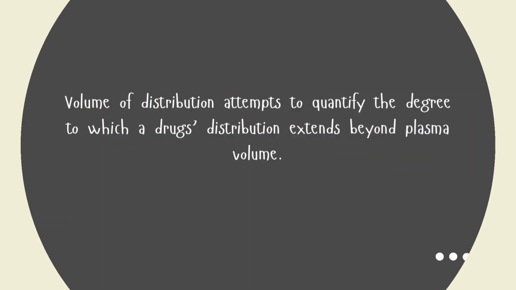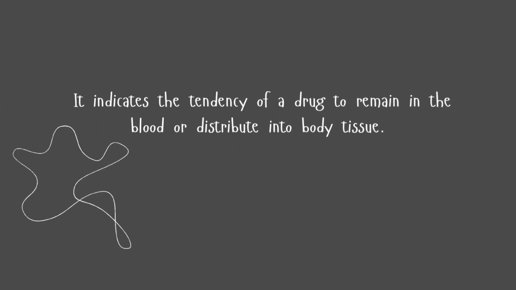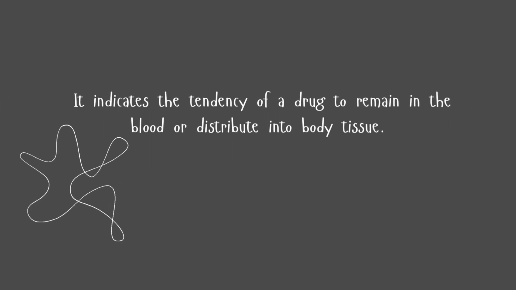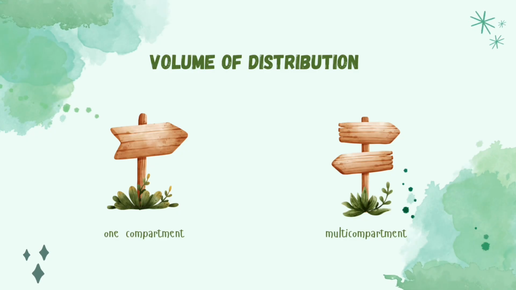Volume of distribution attempts to quantify the degree to which a drug's distribution will extend beyond the plasma volume. It indicates the tendency of a drug to remain in the blood or to distribute into body tissue. How we calculate volume of distribution is dependent on whether a drug follows a one-compartment or a multi-compartment model.